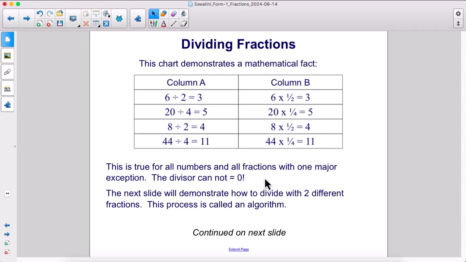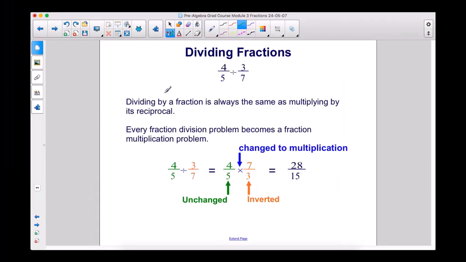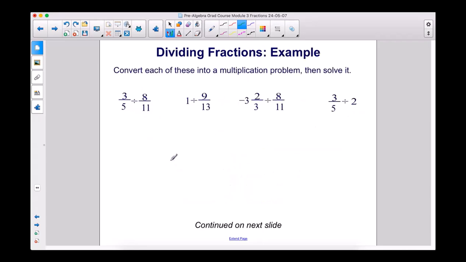This process is called an algorithm. Dividing by a fraction is always the same as multiplying by its reciprocal. Every fraction division problem becomes a fraction multiplication problem. So 4/5 divided by 3/7 is the same thing as 4/5 times 7/3. Convert each of these into a multiplication problem and then solve it. 3/5 divided by 8/11 is the same thing as 3/5 times 11/8.